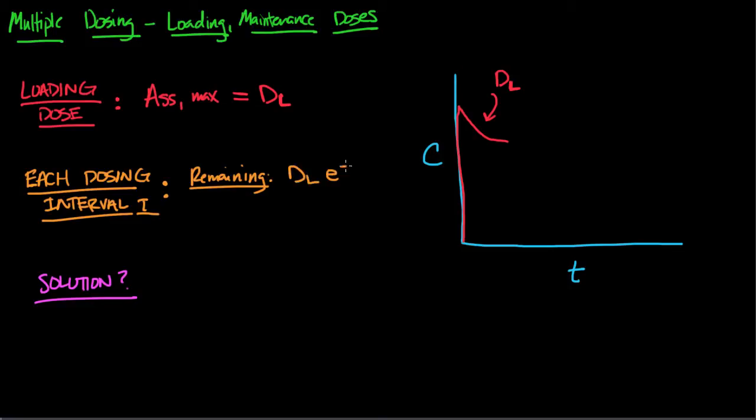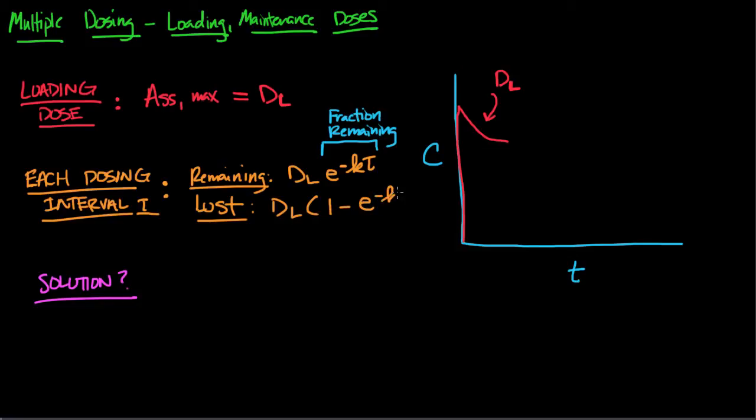Okay, one thing I always like to think about is that e to the negative k tau, or e to the negative kt, this is going to be your fraction remaining. And if that's your fraction remaining, then the fraction lost is going to be DL times 1 minus the fraction remaining. So if the fraction remaining is e to the minus k tau, then 1 minus e to the negative k tau is going to be equal to your fraction lost.